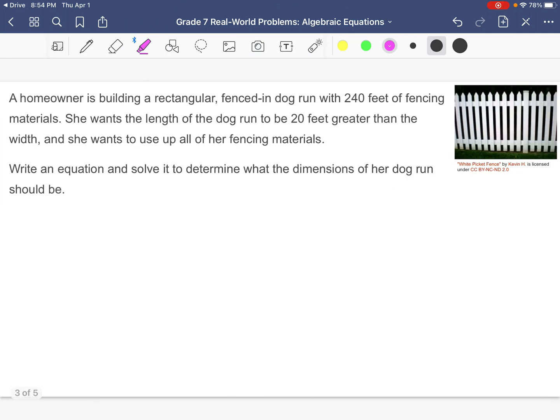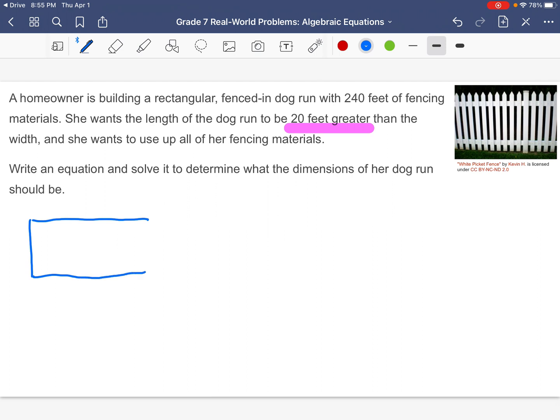So here we have an example where a homeowner is building a rectangular fenced-in dog run with 250 feet of fencing materials. She wants the length of the dog run to be 20 feet greater than the width, and she wants to use up all of her fencing materials. So we're asked to write an equation and use it to determine what the dimensions of her dog run should be. So the first thing I will do is draw a model to represent this situation.